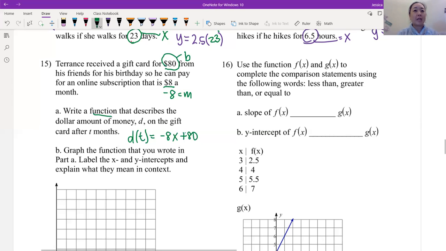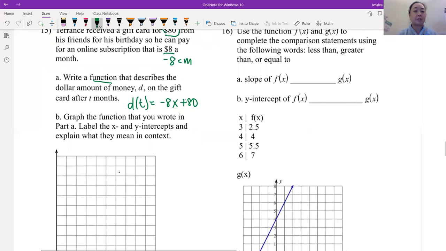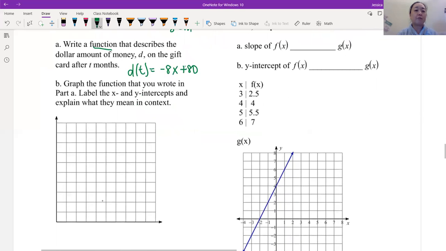It says graph the function that you wrote in part A. Label the X and Y intercepts and explain what they mean in context. So a couple of different things going on here. I'm not going to go very far on this. It's 1, 2, 3, 4. You have to do all of them. I suppose I could have skip counted, but I already started this.